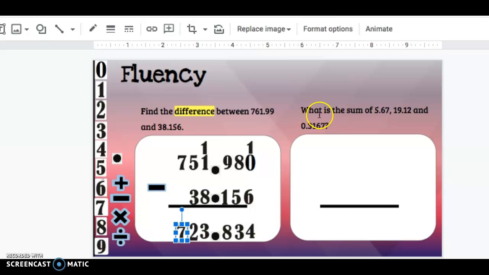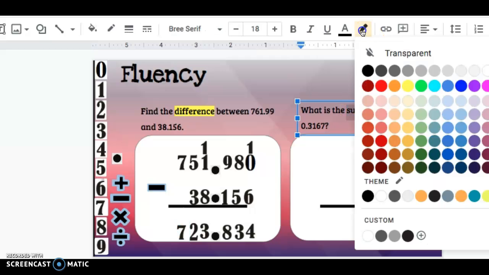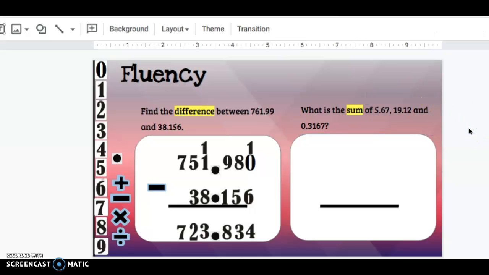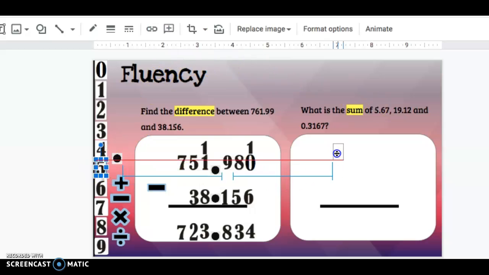Now we are going to find what is the sum of 5 and 67 hundredths, 19 and 12 hundredths, and 3,167 thousandths. Okay, when we find the sum, it is the answer to an addition problem. So we are going to make sure that we add those numbers up. When we add, we want to make sure that our numbers are lined up based off of their place value and the decimal point is lined up.